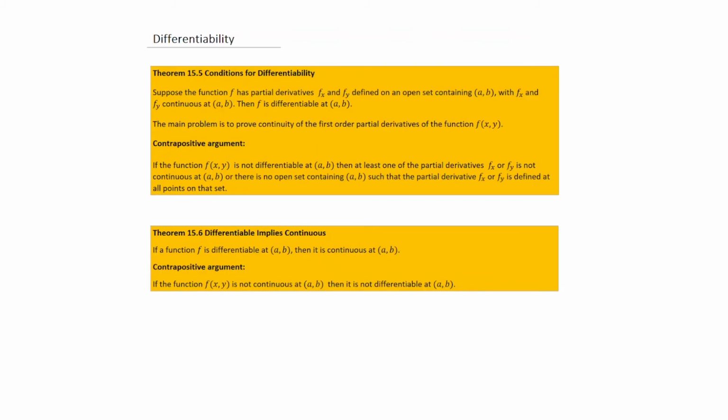All right, and then the question came down to what we meant by differentiability. We're dealing with multivariable calculus. And so here basically you have theorem 15.5 for conditions for differentiability. And then you could also apply the contrapositive argument, which in some cases was much easier to work with. So that's why both are indicated.